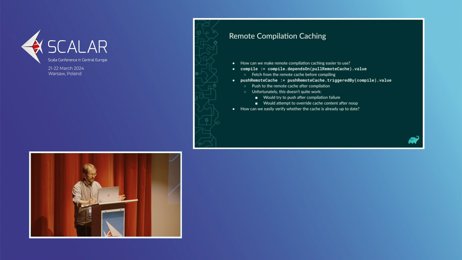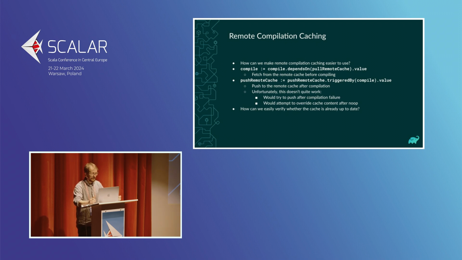To make it a bit easier to use, we can just use SBT's task graph. So we could redefine the compile task so that compile depends on pull remote cache, and that's it. Whenever we run compile, it's going to fetch from the remote cache before compiling.